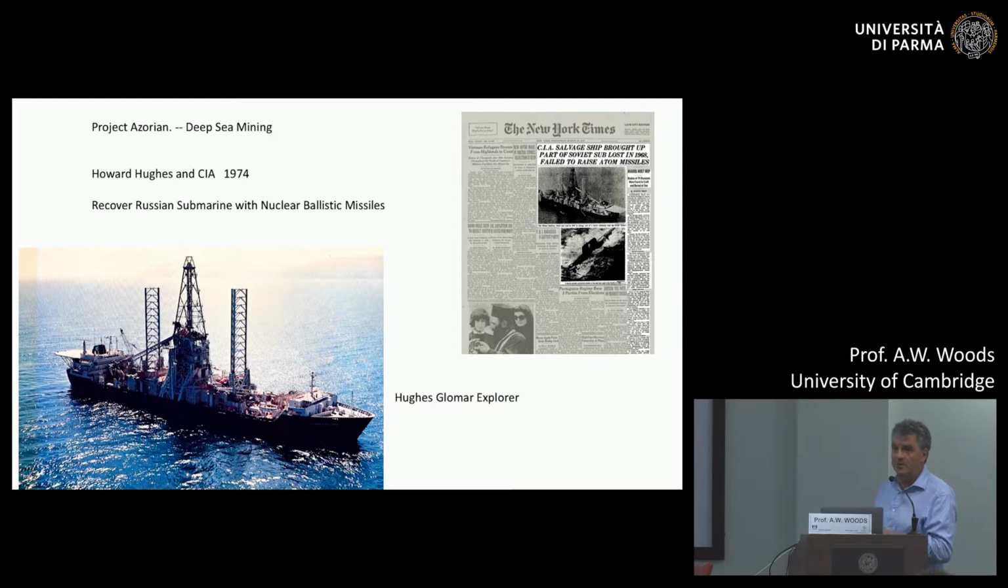And they didn't want the Russians to know they were doing this, and so they set up a thing called Project Azorian, which was a whole ruse, really called a process in deep sea mining, but they were actually trying to mine this Russian submarine and bring it up to the surface. And they built a big ship which looked like a drilling rig or a mining rig, but it was actually designed to bring up this missile. In fact, they only got it part way up when it fell off again and broke in two, so it wasn't successful, but this was actually revealed by the New York Times.